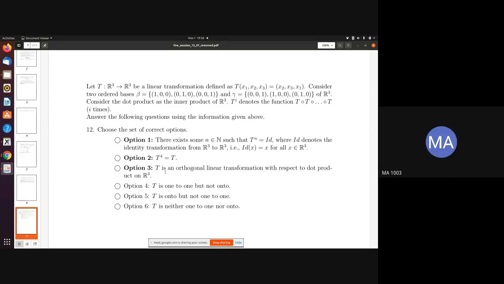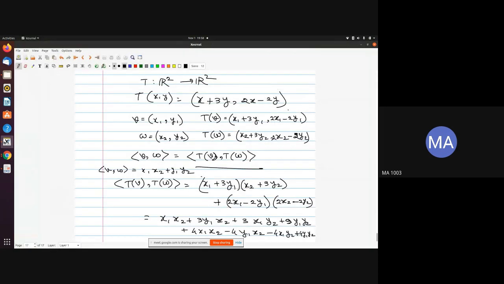Sir, yeah, tell me. No, sir, you continue. I will ask afterward. So here my point is, here it is not very difficult to check, right? As the linear transformation is defined. Correct? So what do you have to check here?